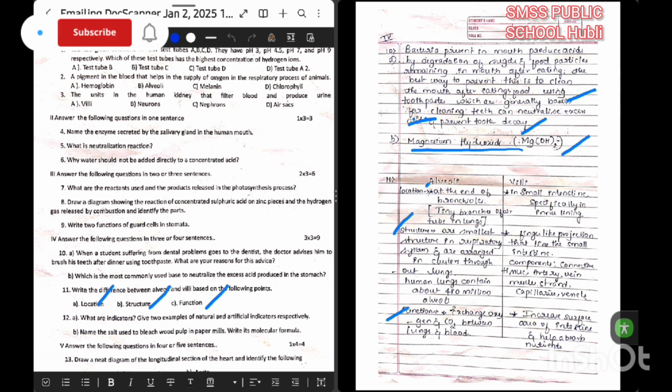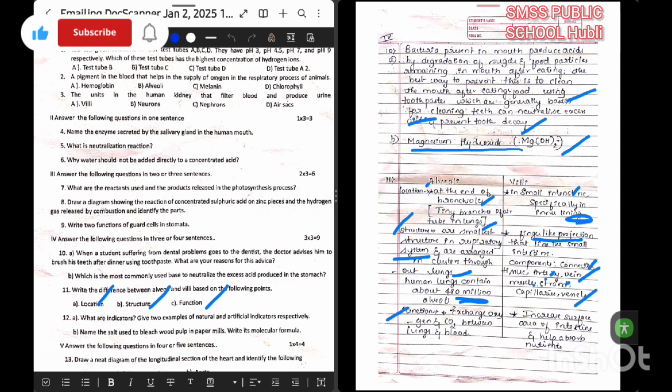So alveoli are at the end of the bronchioles, which are nothing but the tiny branches of the air tube in the lungs. Villi are present in the small intestine, specifically in its inner lining. In structure, alveoli are the smallest structures in the respiratory system, arranged in clusters throughout the lungs. Human lungs contain around 480 million alveoli. Villi are finger-like projections lining the inner lining of the small intestine, made up of connective tissue, artery, vein, muscle strands and capillary vessels.